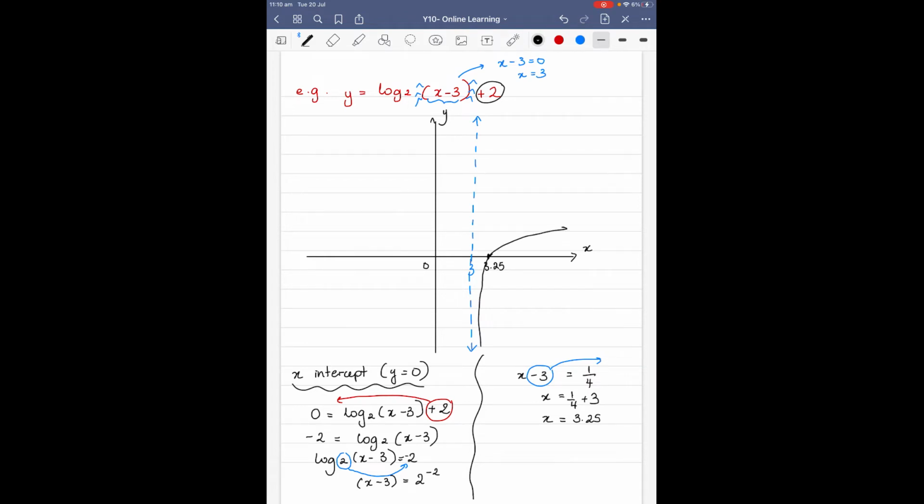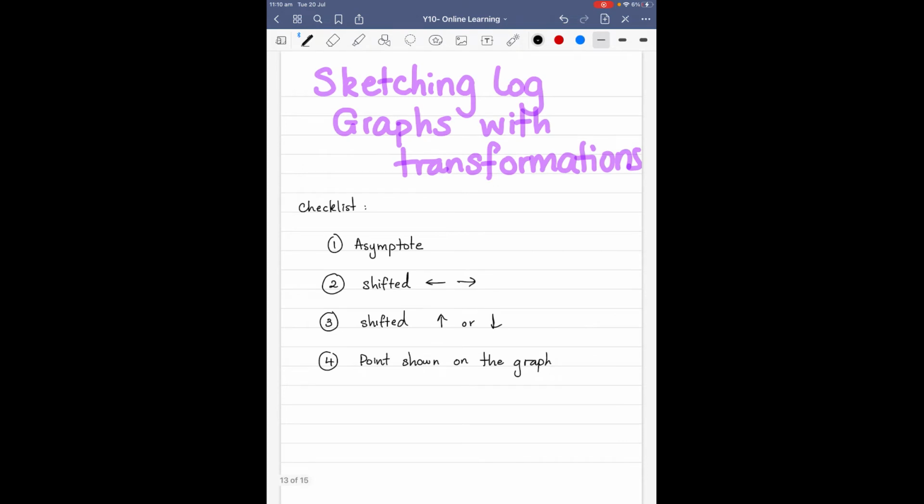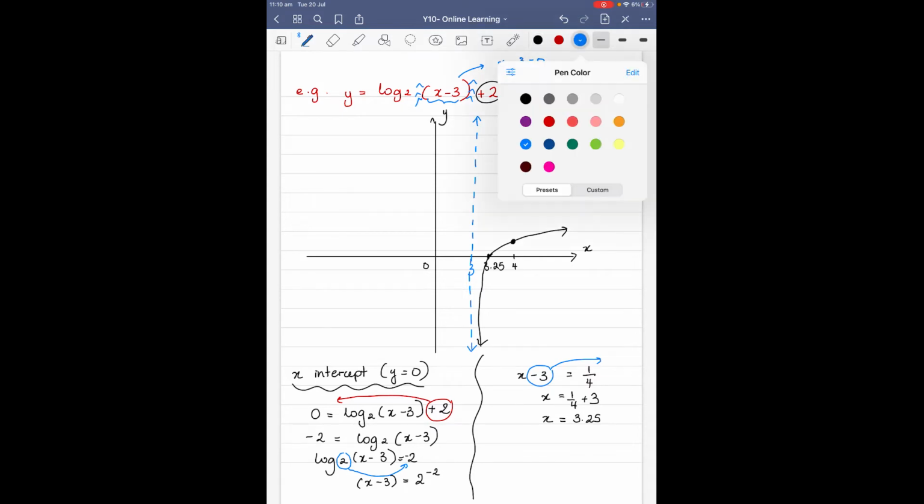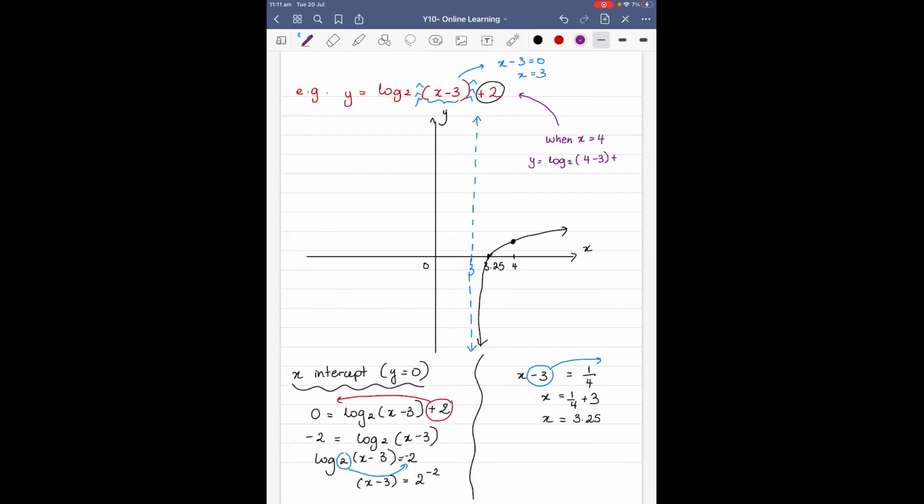Draw your logarithmic graph, which is roughly like this, but we need to have a point shown in the graph. You can substitute any point you like. I'm going to choose the next whole number, number 4. So when x equals 4, we're going to substitute it right back into the equation. So y equals log base 2 of (4 minus 3), plus 2. Y equals log base 2 of 1, plus 2. If you put it into your calculator, log base 2 of 1 is technically 0. So 0 plus 2 is 2. So your y value is 2.